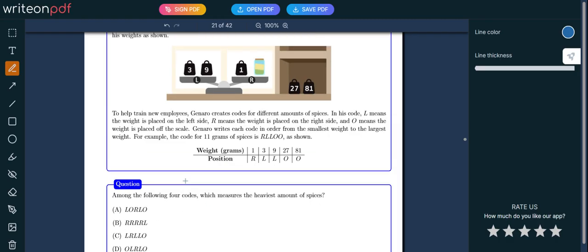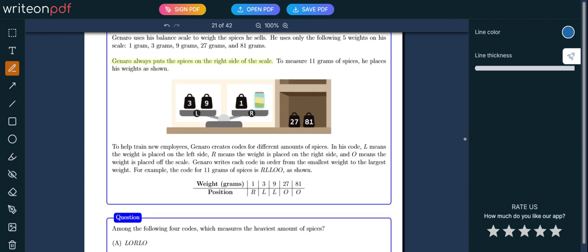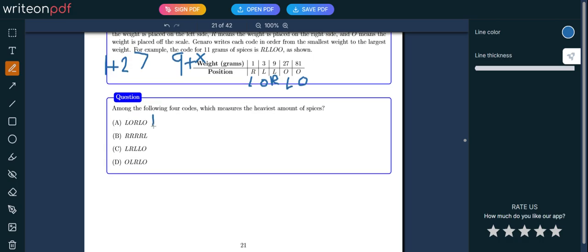Now let's look at A. Left, off, right, left, off. So that means this would be left, off, right, left, off. Now on the left side, we have 1 and 27. On the right side, we have 9 plus x. On this side, we have 28. And on this side, we have 9 plus x. So 28 minus 9 is 17.